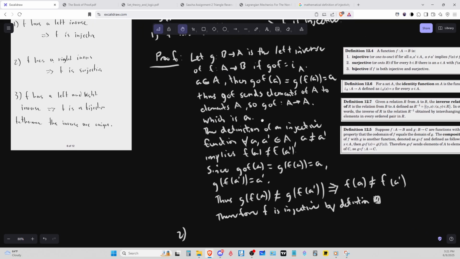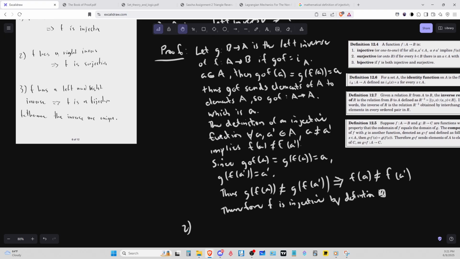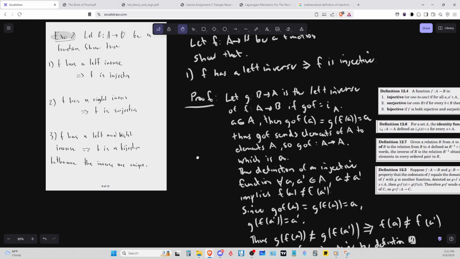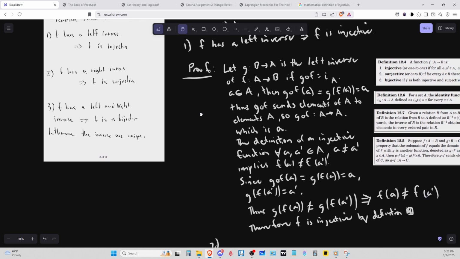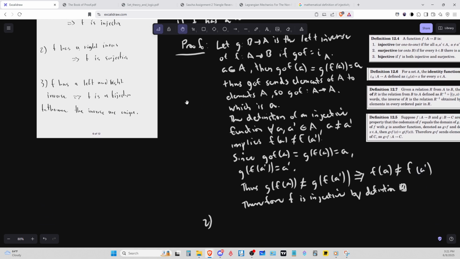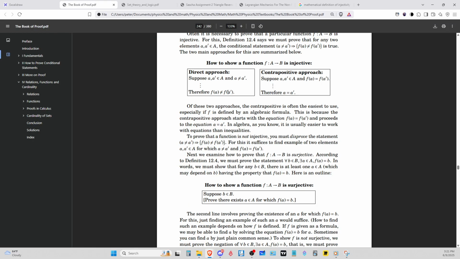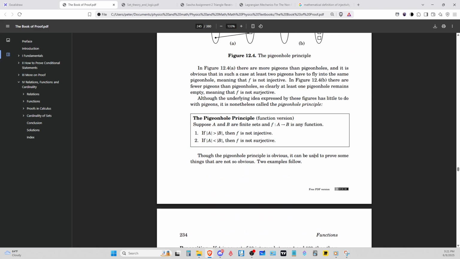I mean, hopefully this looks good. A right inverse implies that f is surjective. Okay. It's both injective and surjective. Actually, in the book, do they even show you how to prove something is bijective? The pigeonhole principle. I've heard of this, but what does it mean for functions? I've never actually seen it with functions.